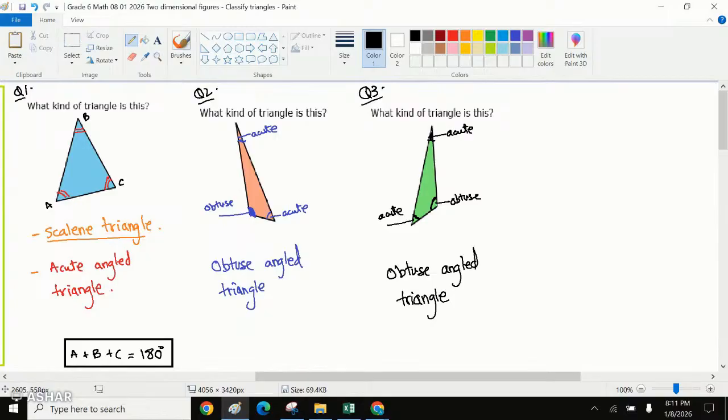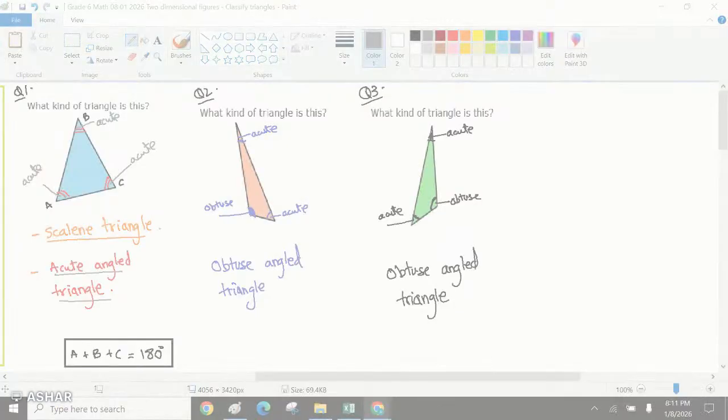Okay. In question number 1, all these three angles were acute. That's why it was an acute angle triangle, right? This was the reason why this was an acute angle triangle. If all three angles are acute, then only it is acute. Let's look at the next one.